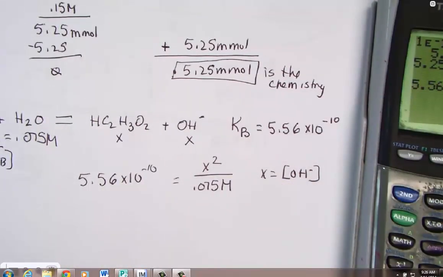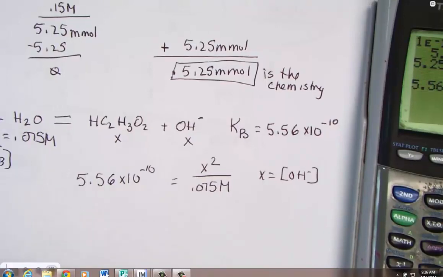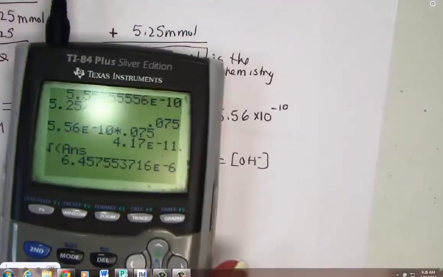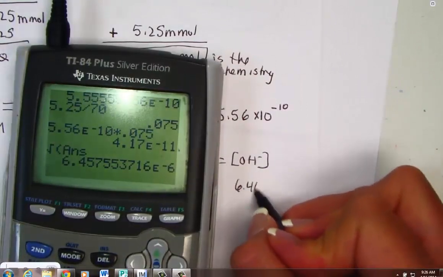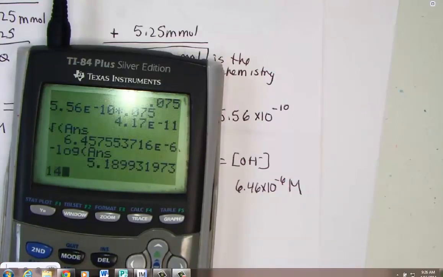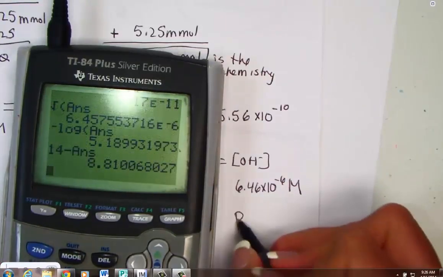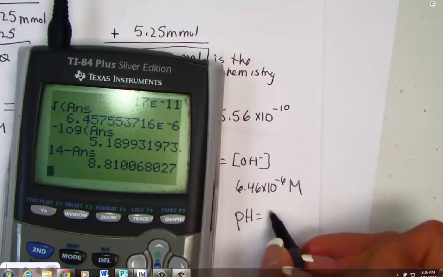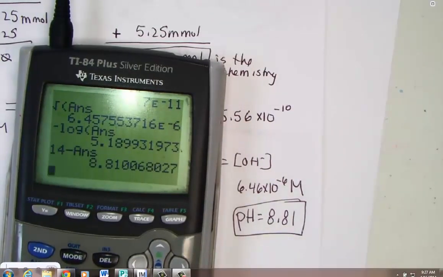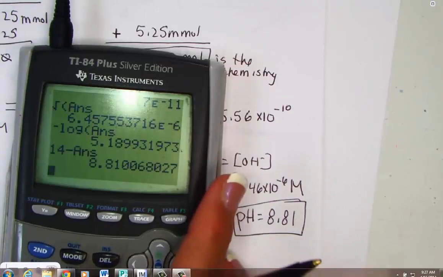5.56 E negative 10 times 0.075. Square root that answer, and I'm finding the hydroxide value to be 6.46 times 10 to the negative 6th molar units. Now let's work to pH. Negative log that, and I get pOH, 14 minus, and I have my pH. Makes sense. The base ion was dominating. It should land in a base on the pH scale, 8.81 pH units.